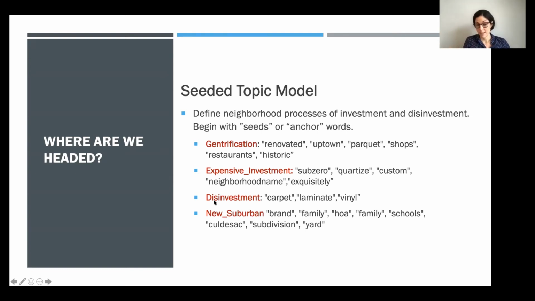If we're interested in disinvestment, so people are not investing in their homes, what are going to be the next pockets of poverty, right? You might see things like carpet as opposed to hardwood floors, laminate, vinyl. And we also don't think that there'll be a lot of neighborhood amenities in areas of disinvestment. And then we've got new suburban, right? So schools and cul-de-sacs and so on.